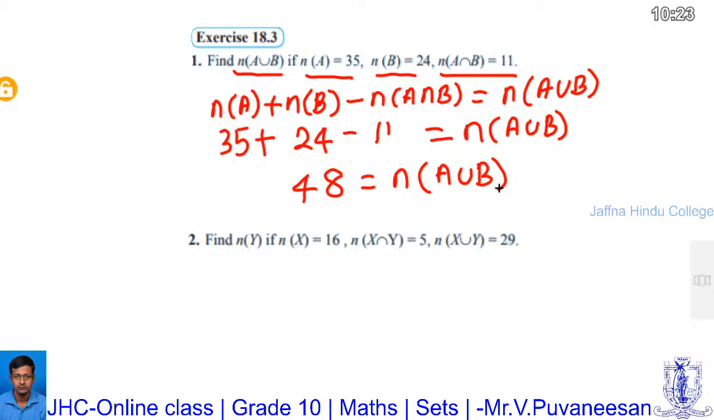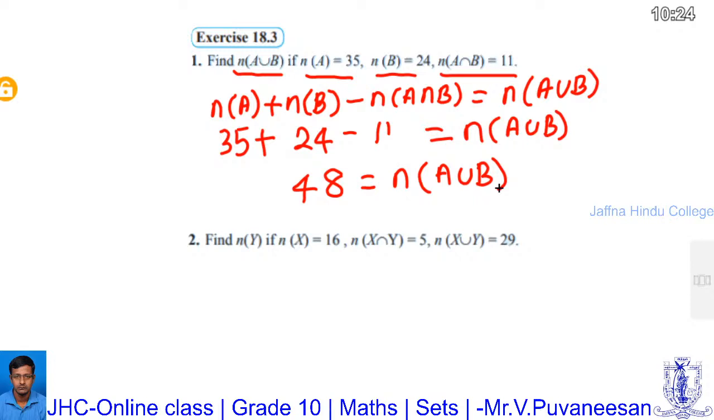If you are asked for any number of elements and the other three are given, you put the formula and substitute the values given, and then make the unknown the subject. What you have to find, you can find the number of elements. Okay. Look at the next one.